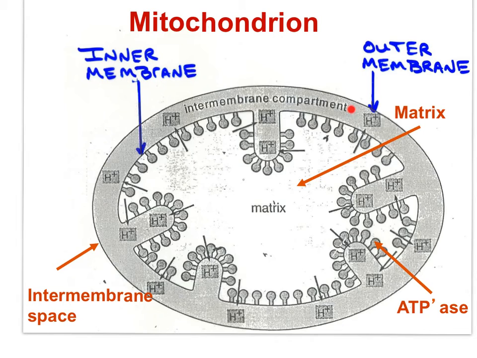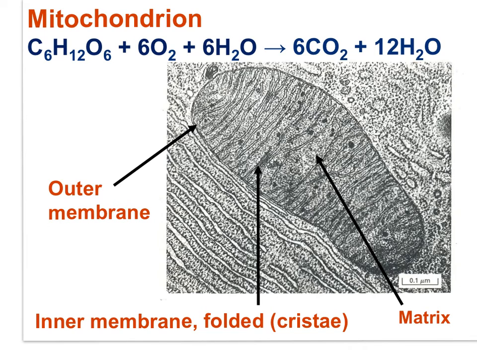Once again, you can see the outer membrane. You can see the inner membrane that's folded. Notice that the intermembrane space is rich with hydrogen ions, and ATPases are located on the inner membrane facing the matrix. Again, here's the micrograph of the mitochondrion.